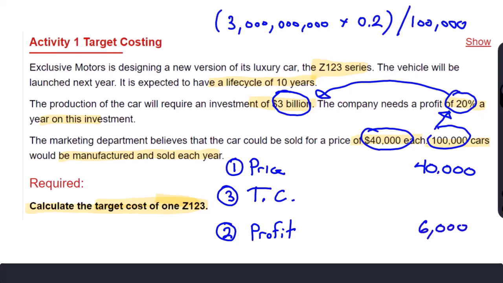So the last step, the target cost, would be the balancing figure between those two numbers, and that is $34,000. That is the target cost for the Z123.